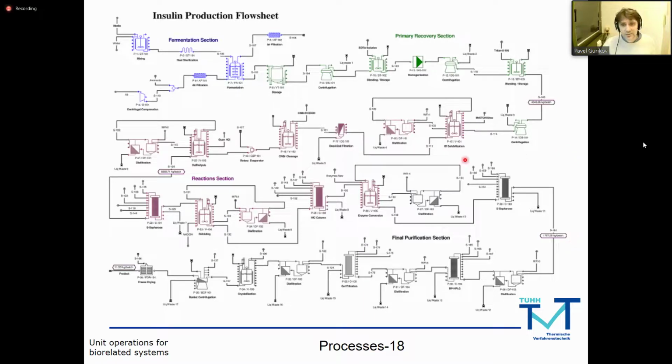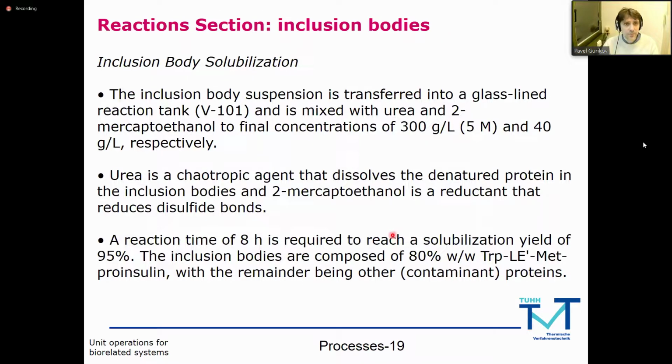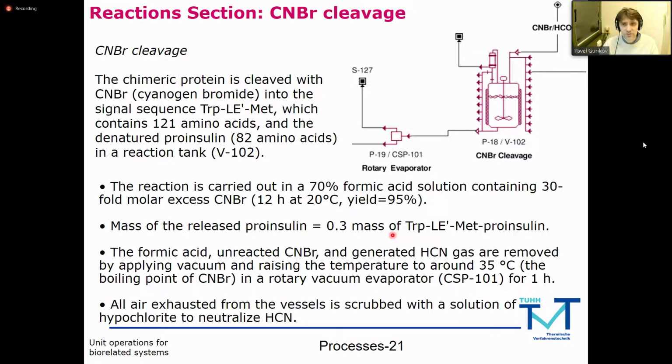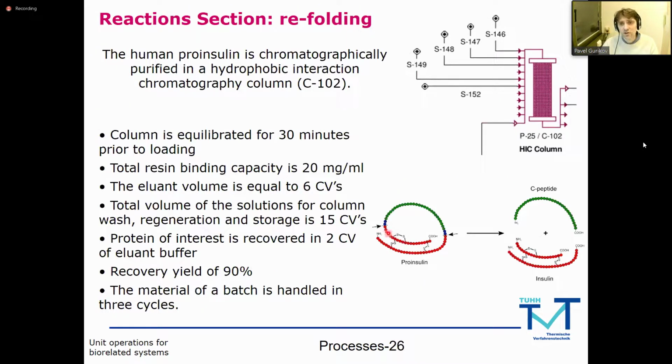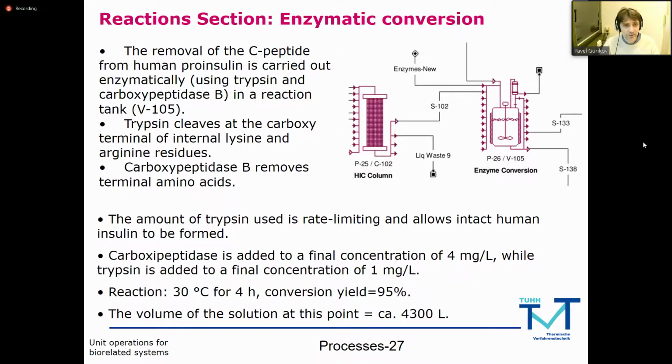So last time we arrived at this place, so we have finished all the chemistry, and now let me skip all these reaction sections, so you see how much chemistry is involved. What we have achieved is that we have finally disconnected the C-peptide from the proinsulin. So we have insulin in a correct folding state. We'll speak about folding a little bit this lecture, and we basically have to purify it.